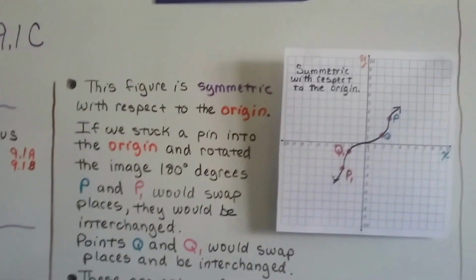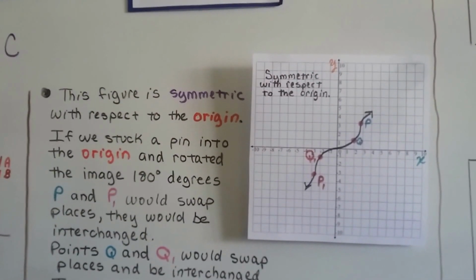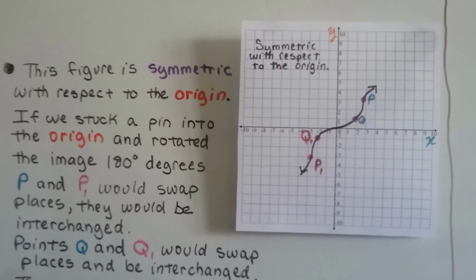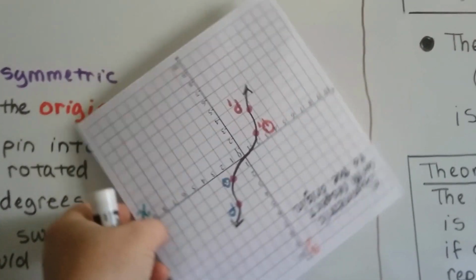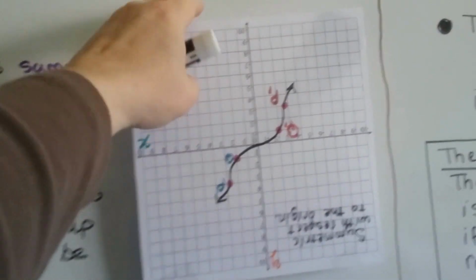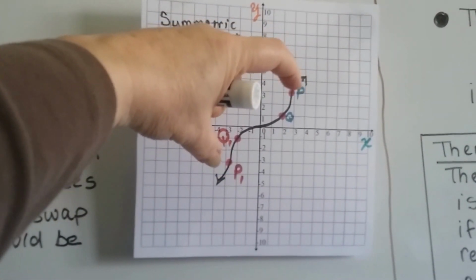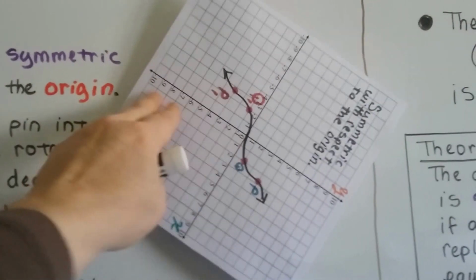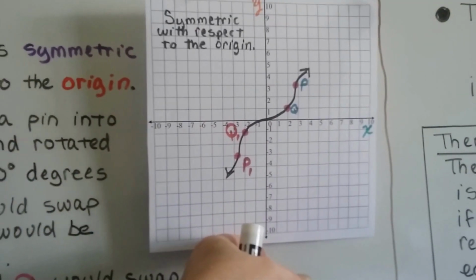So take a look at this one. The figure is symmetric with respect to the origin for this one. If we stick a pin into the origin and rotated the image 180 degrees, P and P sub 1 would swap places. They would be interchanged. So if I spin this around, I've got this taped to my spinner, the image is still going to look the same. Our squiggly snake-looking line is going to look exactly the same as I turn it, see? And these 2 points, P and P sub 1, swap places. And Q and Q sub 1 swap places, see? Let's see if I can do it like this, see? It's the same.